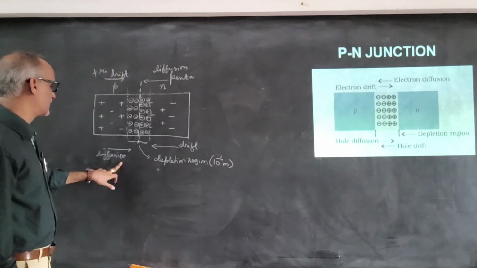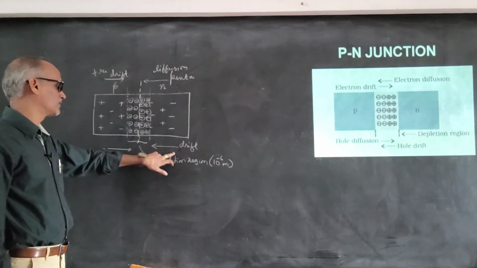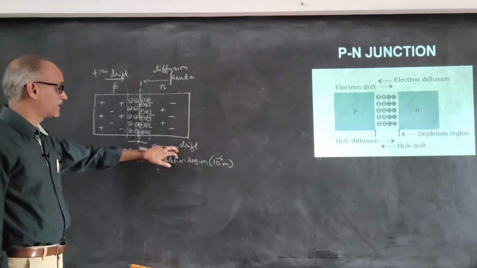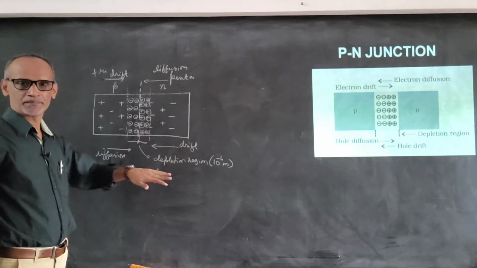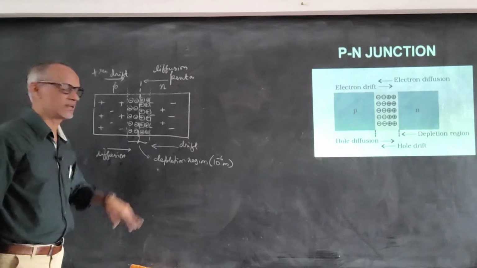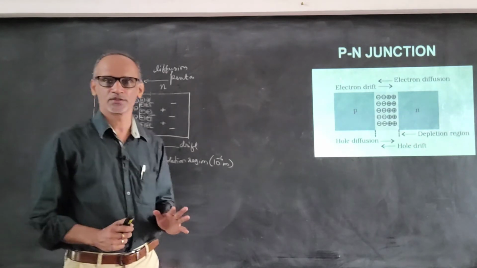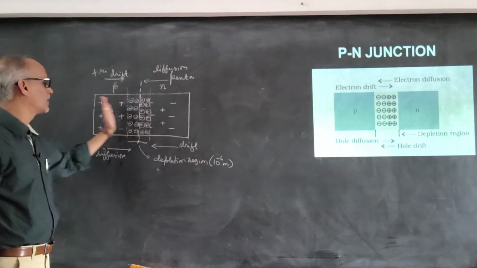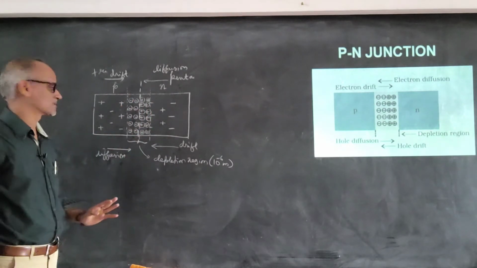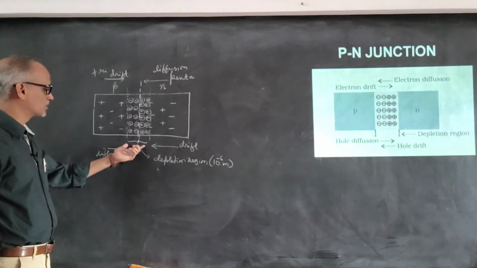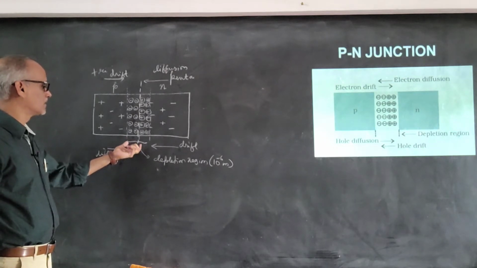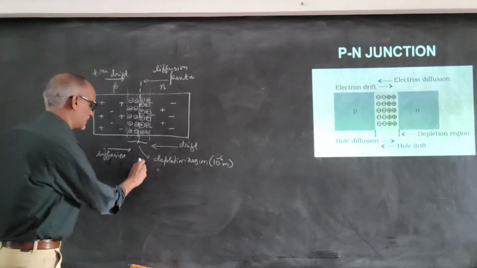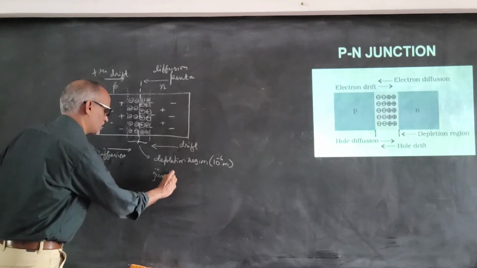Diffusion will result in a diffusion current and the drift of the holes will result in a drift current. And in equilibrium, these currents cancel each other as they are in the opposite direction. That means under equilibrium condition, there is no net movement of the charges. And this depletion region will create a potential difference which is called the junction potential.